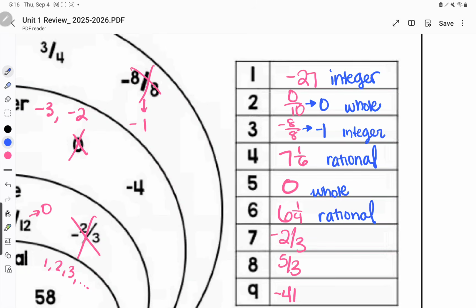Negative 2/3, how do you classify it? Rational. 5/3, how do you classify it? Rational. Negative 41, how do you classify it? Integer.